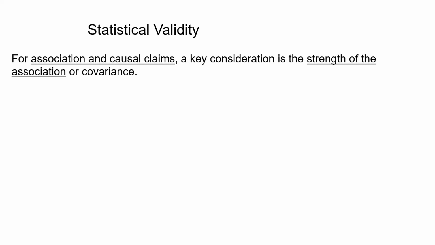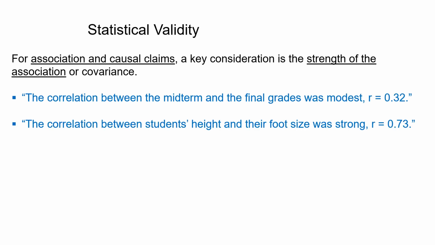For association and causal claims, the key consideration is the strength of the association. So if we say that the correlation between midterm and final grades is 0.32, that's a modest correlation. It's not that strong of a correlation. But the correlation between students' height and their foot size is 0.73. That is a strong correlation.